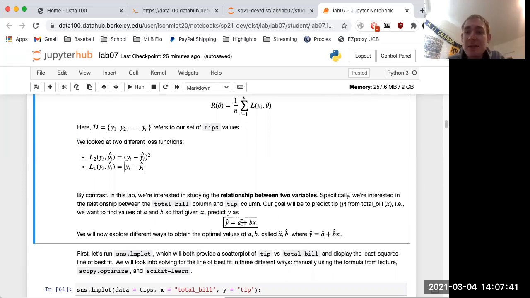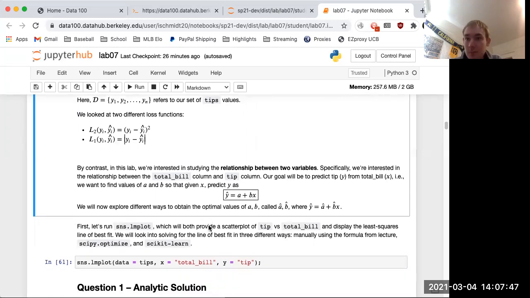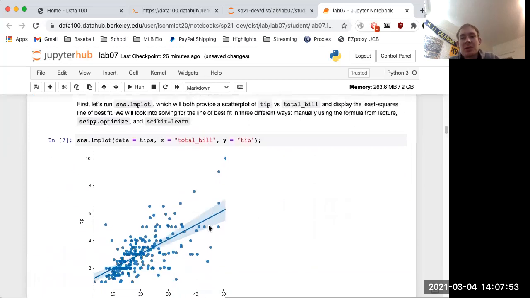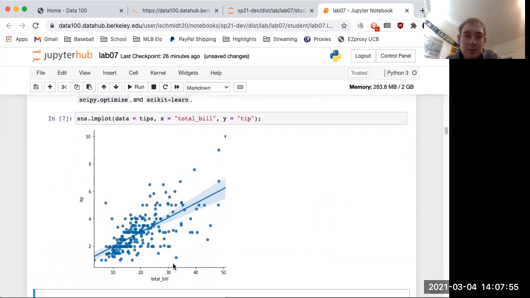In lecture, you may have seen these be called theta naught and theta 1, but in this lab, we'll just call them A and B. The first thing we can do is call lmplot. This is going to show us a scatter plot of total bill, where total bill is the x because it's our independent variable, what our predictions are based on. And then we have tip, and tip is the y value, the response variable.